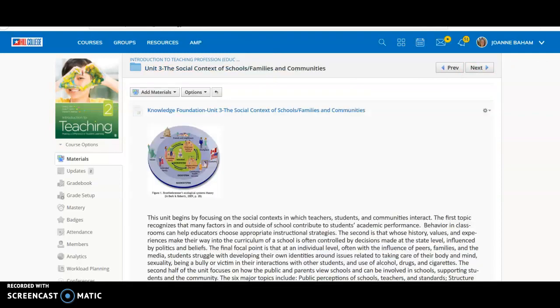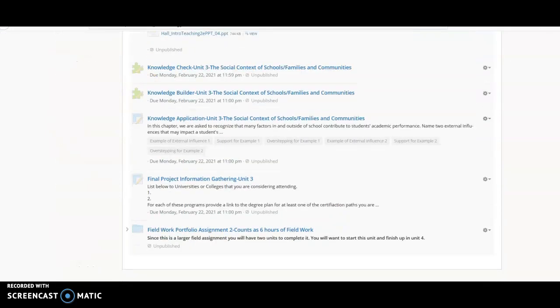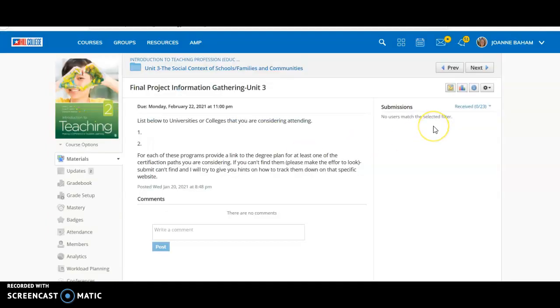So that is your application assignment for this unit. Your final project gathering is to list 2 colleges or universities that you will consider attending. Right now, you just need to list them. But for each of these programs, oh no, I'm sorry. Let me correct. You need to list them and then you need to go find their degree plans.